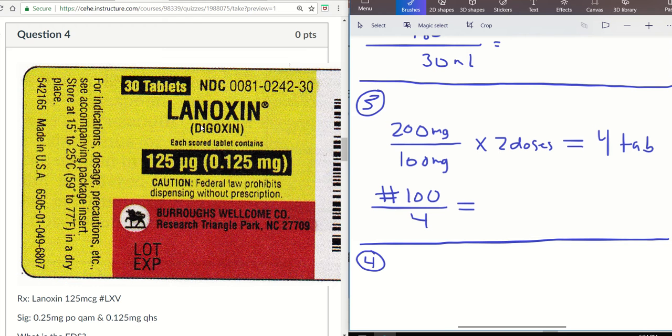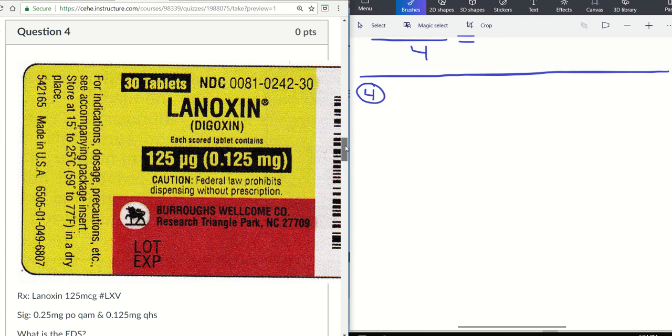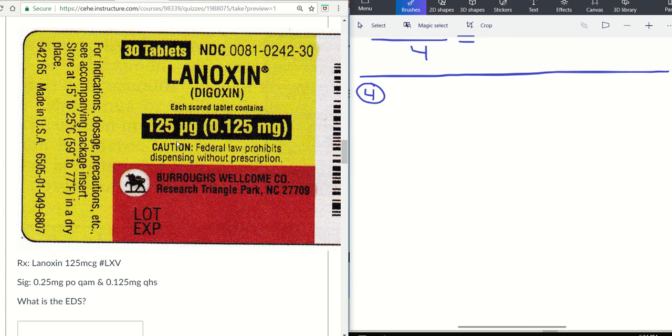We got Lanoxin. Got a couple strengths there. We got it in microgram, so that U is not acceptable notation. We have to write mcg. So it's 125 mcg or 0.125 milligram. Since our order's in milligrams, let's use the milligram numbers, right? It's already there.